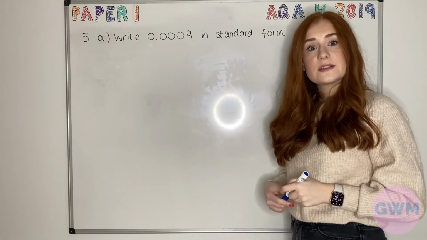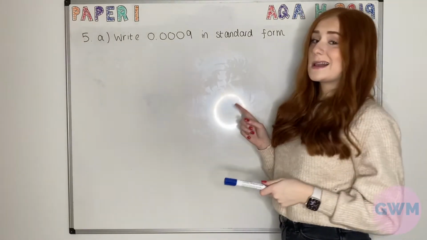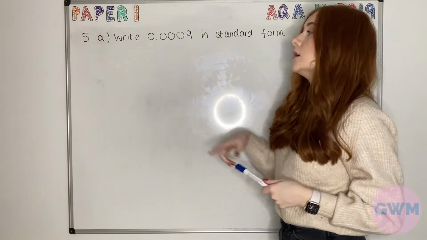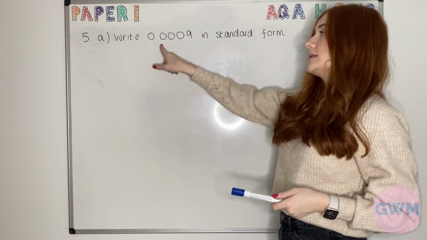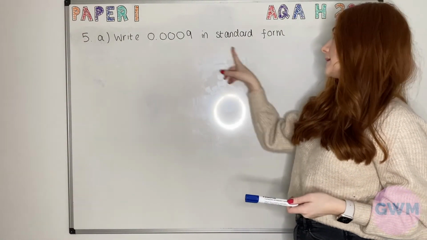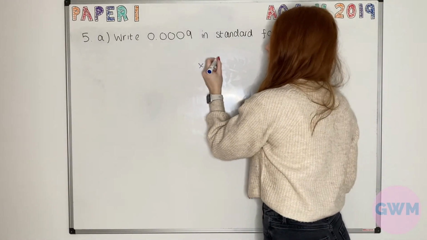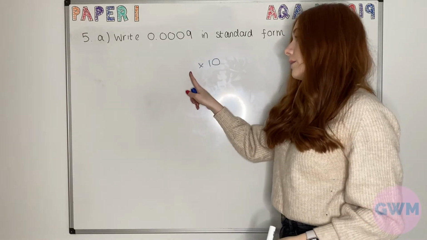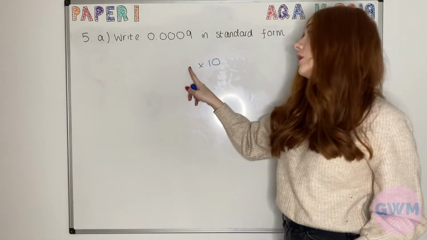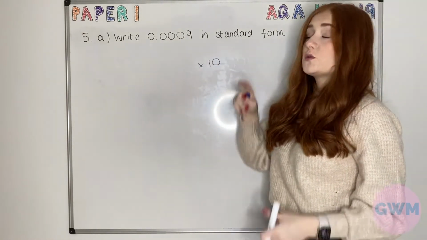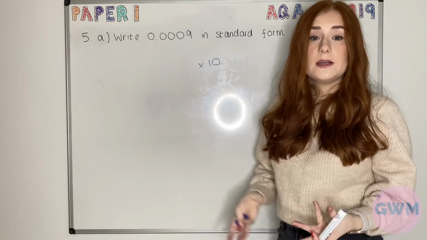Okay, question 5 is split into a couple of subparts, and this is the last of our easy 1 markers. So 5a is write 0.0009 in standard form. So standard form, remember, it's times 10 to the power of something. The number in front of the multiple must be a whole number. It must be somewhere between 1 and 9. It shouldn't be over 10.